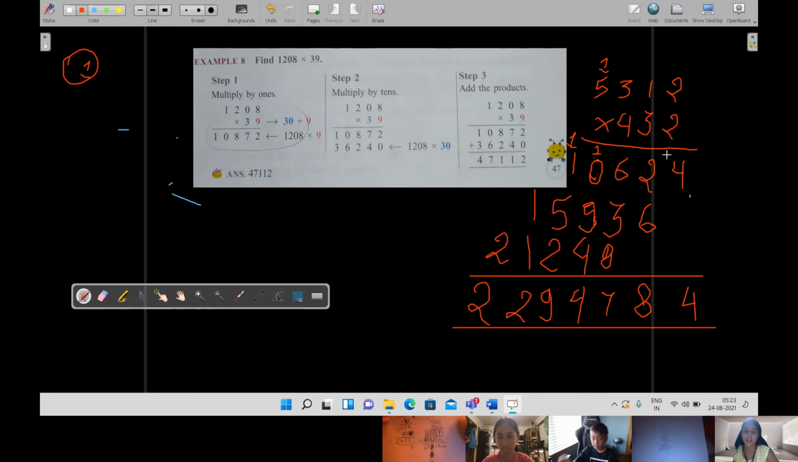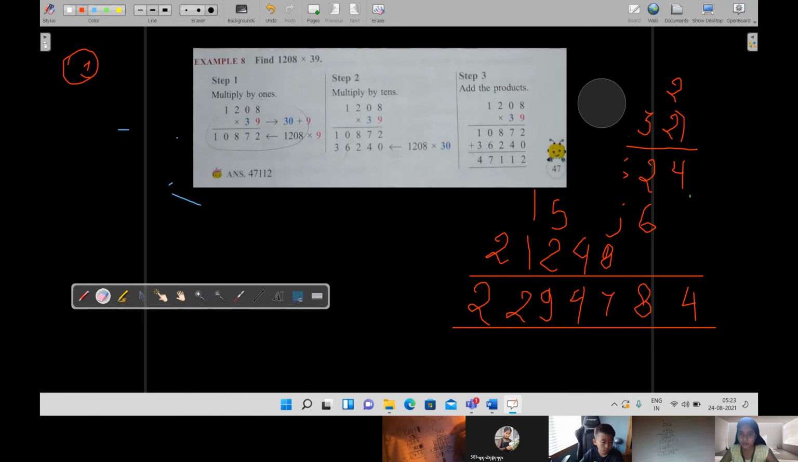Yes. So that is the multiplication with a 3-digit number. Yes or no? Yes. Now you understand? Can I give an example? Can I give a question? Yes. Now you can solve. If you have any problem, you can ask me. I'm going to give you a question.